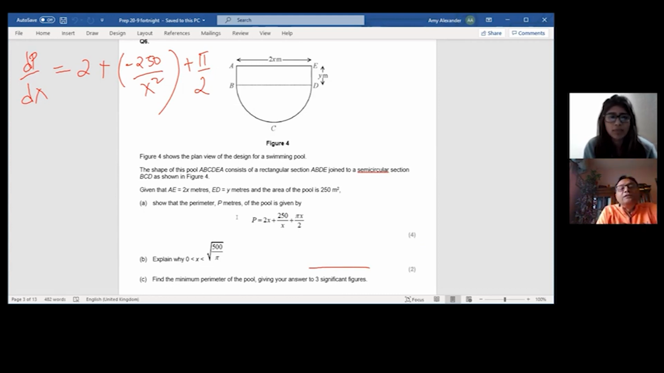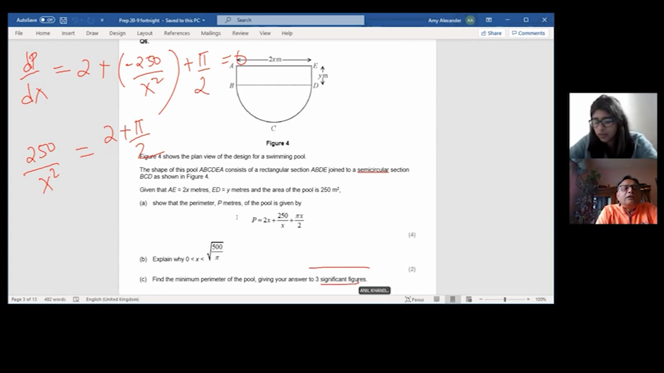Now you have to equate this to 0 to find the critical number, which would be your stationary point. So we'll take the minus term to the other side, which is 250 over x squared, and that should equal 2 plus pi by 2. Is that clear? So we can now cross multiply because we are just interested in finding the value of x. You can calculate this value. What is 2 plus pi by 2 equal to?